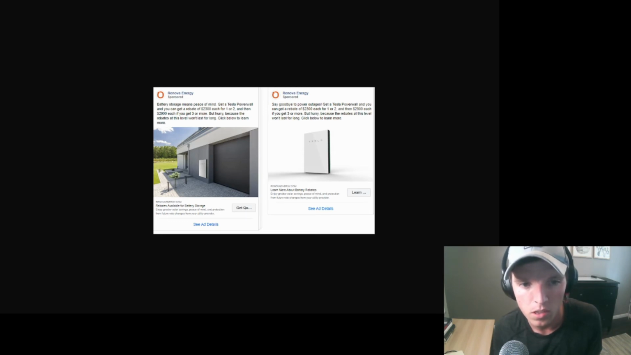And once again, they're promoting their battery rebate. So they're not saying this battery is great. They're saying, hey, we're giving this amount of money for people who get this battery, and the battery happens to be Tesla. So you probably would have a decent chance to grab some attention that way.